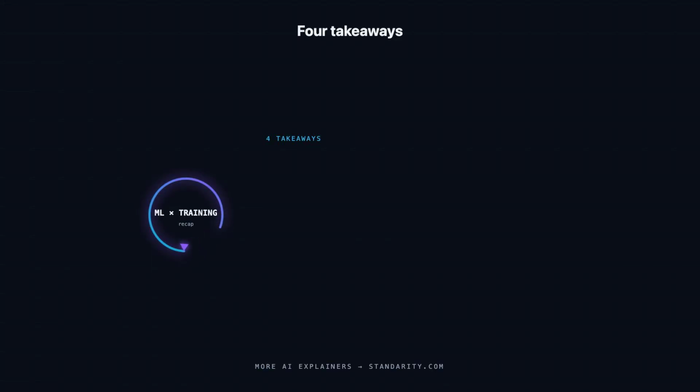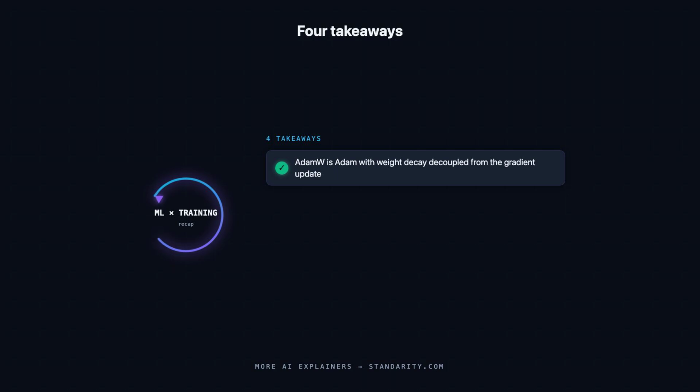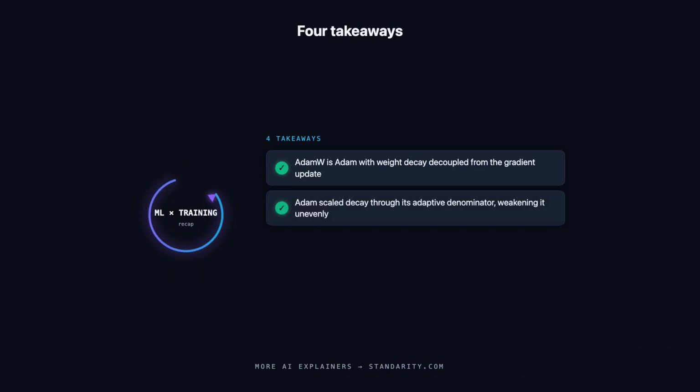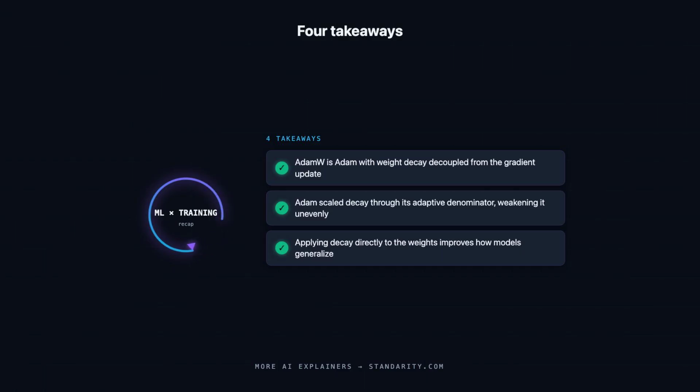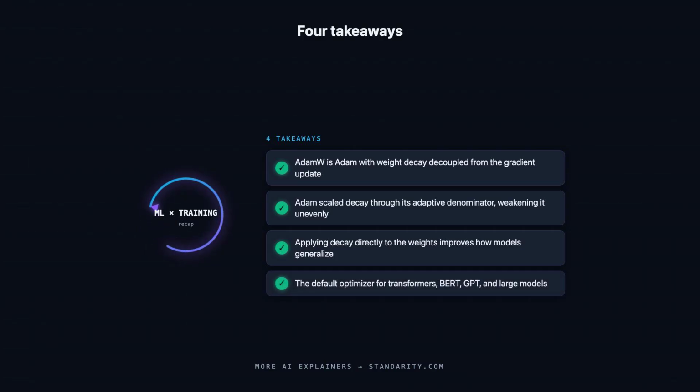Alright, let's lock in what matters. AdamW is Adam with one correction. It decouples weight decay from the gradient update instead of folding it in as an L2 penalty. Original Adam scaled that decay through its adaptive denominator, so heavily updated weights were regularized less, and the effect got tangled with each parameter's learning rate. By applying the decay directly to the weights in a separate step, AdamW keeps regularization uniform and measurably improves how well a model generalizes. That is why it quietly became the default for training transformers and large models everywhere.